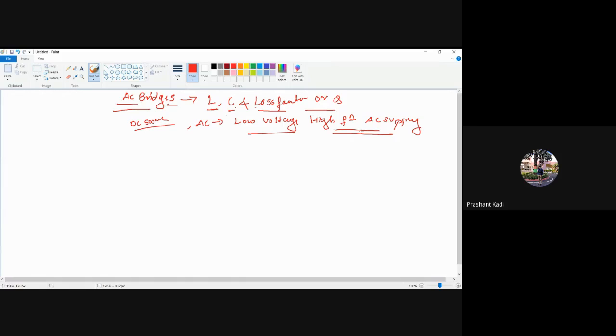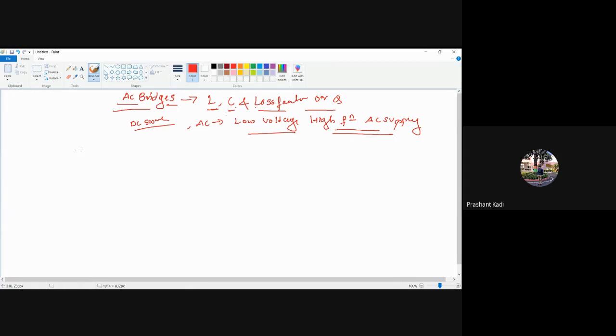Then where do we get low voltage and high frequency? In your home, we are getting constant voltage and constant frequency supply, around 230 volt and 50 hertz supply. But here the low voltage, around 2 to 5 volt magnitude, is required with a high frequency. The frequency will be in the range of 40 hertz to 125 kilohertz. That kind of supply is required.